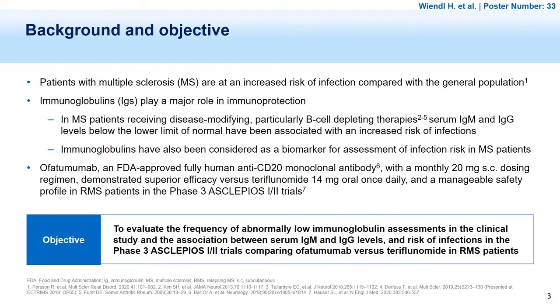The background is that CD20-directed antibodies are directed against B cells, which eventually produce immunoglobulins. A known and expected effect would be the lowering of certain immunoglobulin subclasses. And this is exactly what has been looked at in the phase 3 ASCLEPIOS trials: the lowering and the association of immunoglobulin levels, IgG and IgM, with infections and, in general, the dose of it.